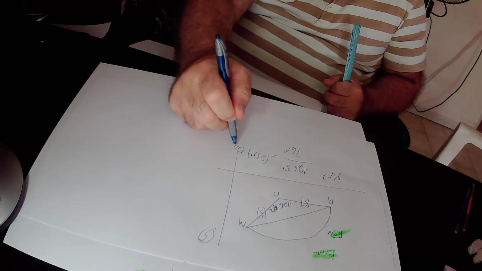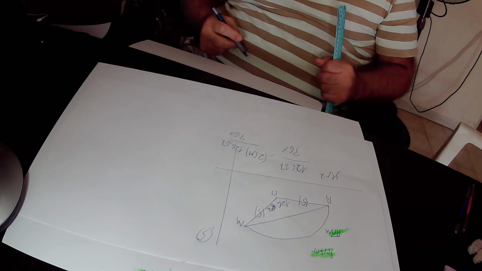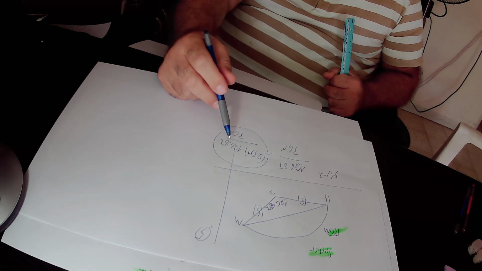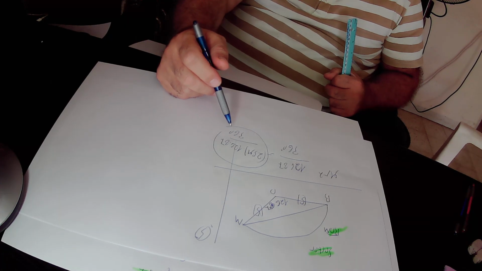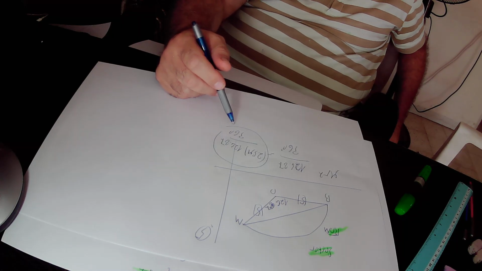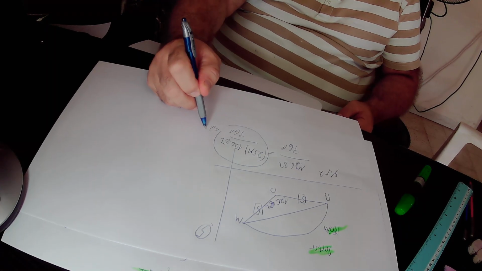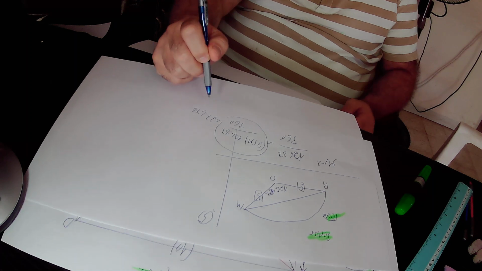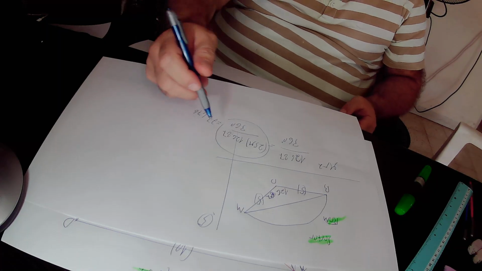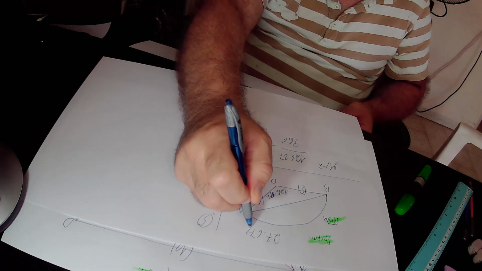times 126.87 over 360 degrees. The value of this expression, 25 pi times 126.87 over 360 degrees, in total is equal to 27.678 square units. So the area of this sector BOM is equal to 27.678 square units in size.